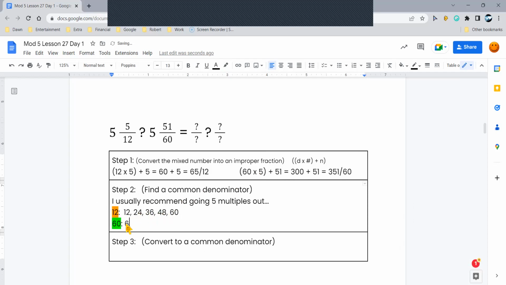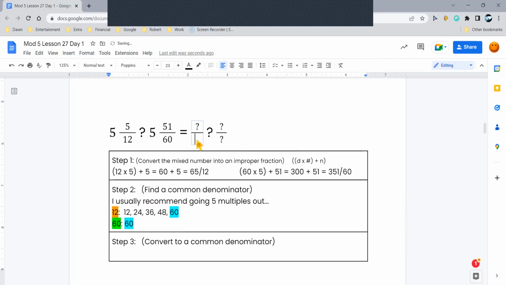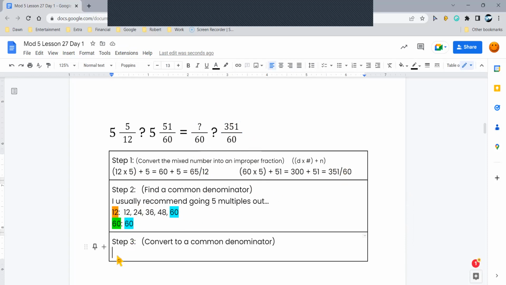And then I'll do my 60s. 60. I get to stop at 60 because I already see that I have a 60. So I'm going to go ahead and highlight my 60 so it reminds me that is my common denominator. And if you want, you can come right up here and write 60 in because we already know that's the common denominator. That's what we're using. And I see I already have a 60, so it's 351. So right here, I'm just going to write my 351 because one of them's already done for me. I only have to convert this one.